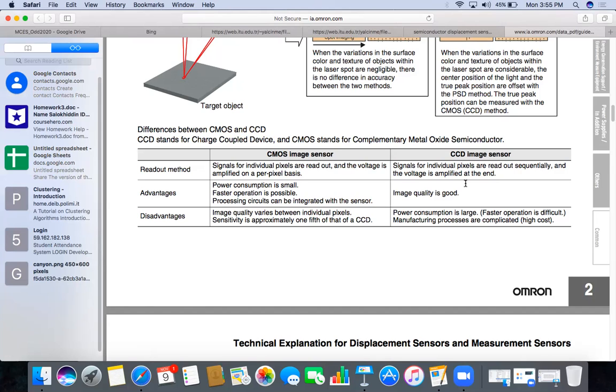For the second method, CCD image sensor, image quality is very good, and as the technology is improving, the image quality is excellent. Disadvantage: image quality for the CMOS method varies between individual pixels. Sensitivity is approximately 1/5 of that of a CCD. Whereas in the case of the CCD image sensor, power consumption is large, faster operation is difficult, the manufacturing process is complicated and the cost is high, but image quality is very good.